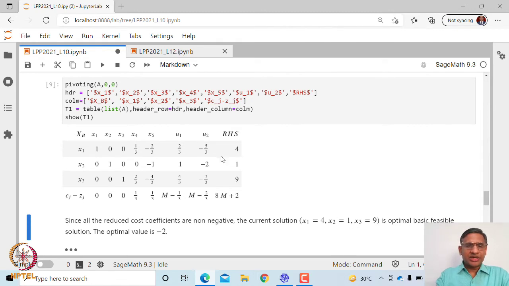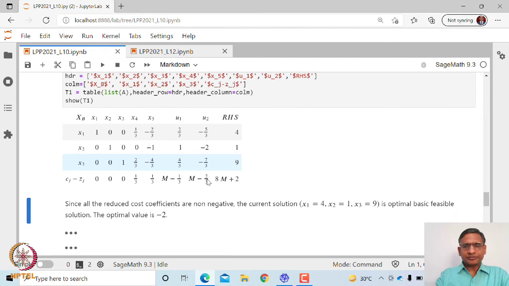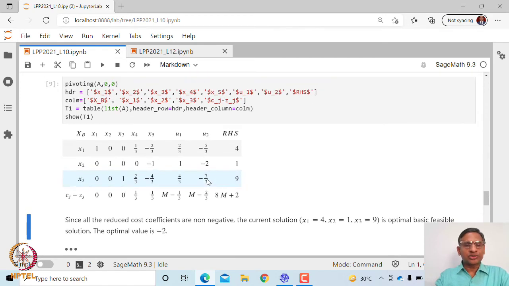So now you can see here, in this final simplex table, none of the artificial variables are appearing. Therefore, all of them will take value 0, and therefore this is the optimal solution. This completes the big M method. Right. So that is how you are going to solve a problem using the big M method.